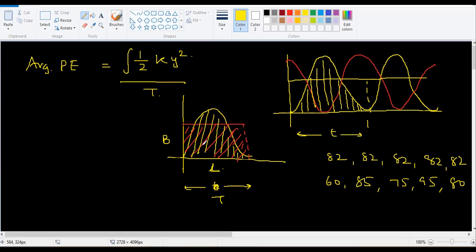T is the time period, okay, for one full cycle. Okay. So you add all the subject values and then divide by the number of subjects. So similarly, I'm adding or integrating entire curve to find the area and then divide by the time period. That will give me this height. That's all I'm saying.